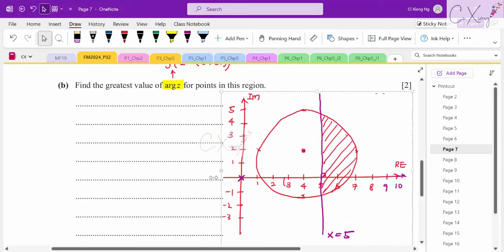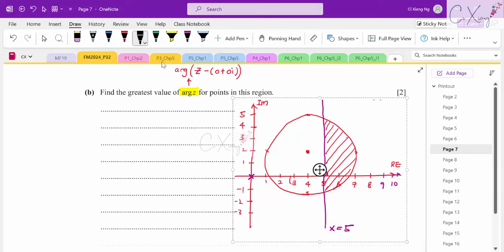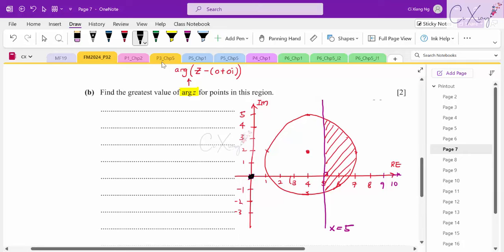They are asking for the greatest argument z. The argument z, we are going to measure starting from 0, 0, because it is z minus 0 plus 0i. So I have to measure it from 0, 0. On the right-hand side of 0, 0, I draw a horizontal line. Where is the complex number z so that I can get the largest angle? As an example, if my z is here, and I draw a line from 0, 0 to z, this is the angle.